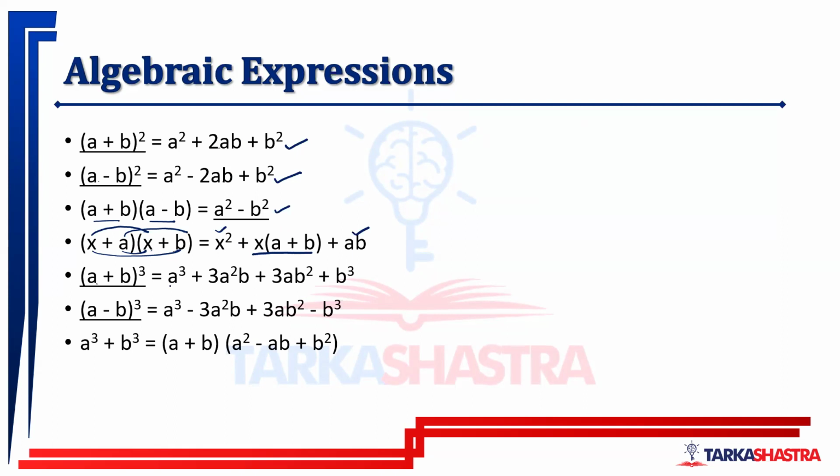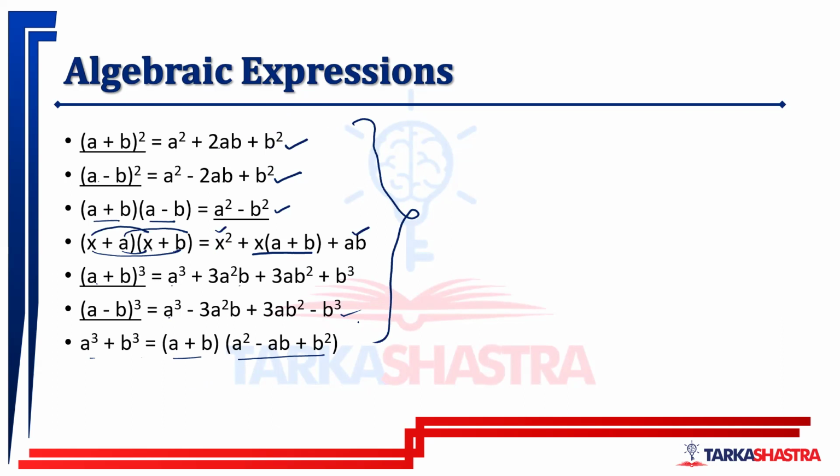Then a plus b whole cube is a cube plus 3a square b plus 3ab square plus b cube. A minus b whole cube is a cube minus 3a square b plus 3ab square minus b cube. Then a cube plus b cube is equal to a plus b into a square minus ab plus b square. These are the expressions which we use a lot while solving the questions. It is necessary that you write it down and revise these things again.